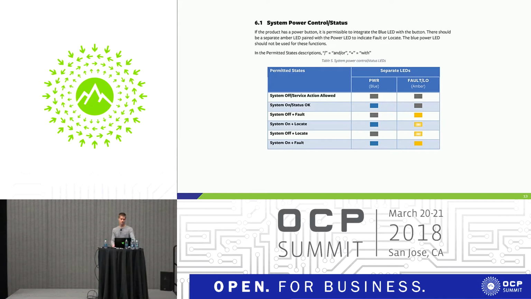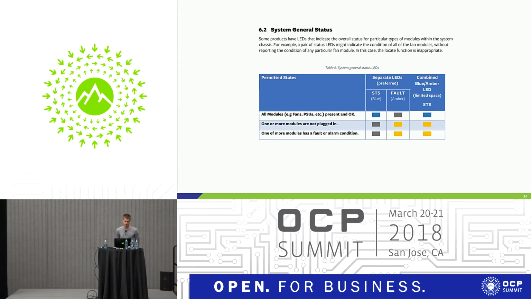In the left column there, in the middle, you can see the blue LED can either be on or off. There's no need to show traffic on a system power control LED, so that's either on or off. And then the fault can be on or off. In the case that it's off, there's no problem. In the case that it's on, there's a fault. And in the case that it's flashing, it's trying to locate that particular module.